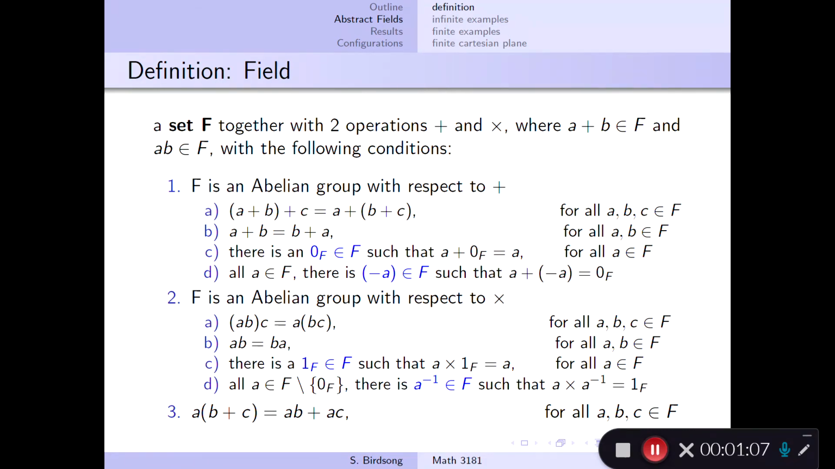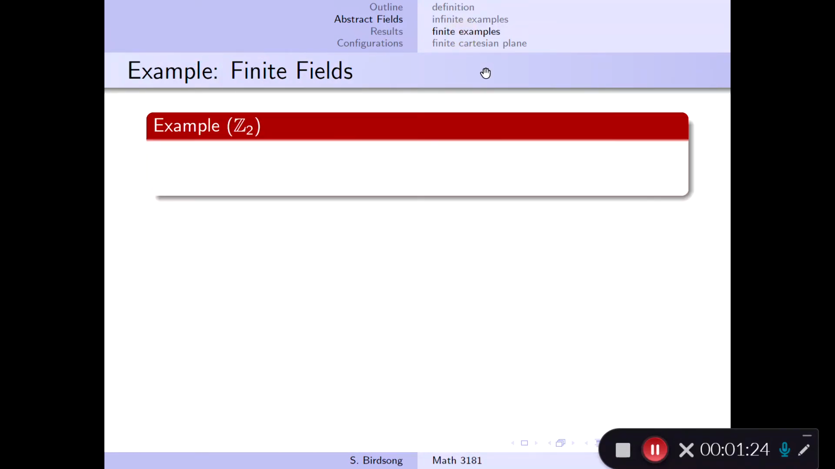If you've watched the previous video, we've looked at infinite fields. So now let's look at finite fields, because you could actually do that other video after this one if you want to. So that's the idea behind a field. So finite fields. Here are a couple of examples.